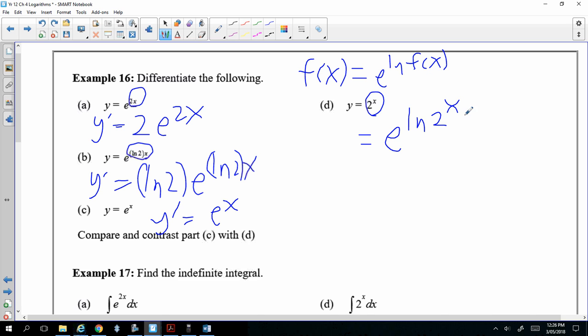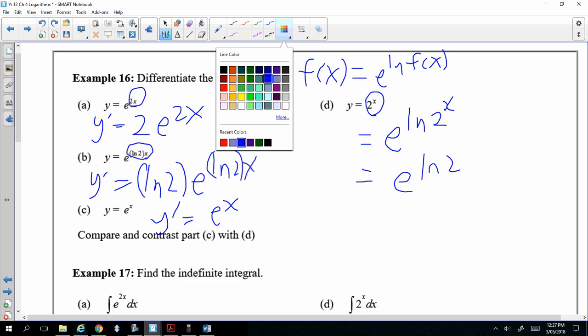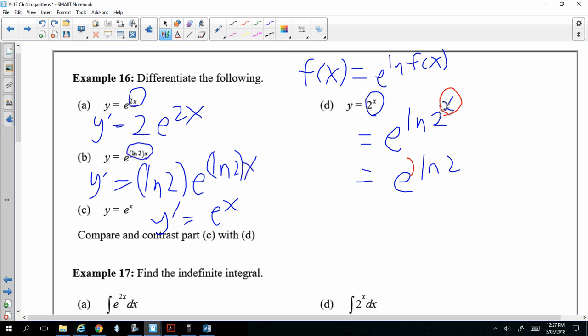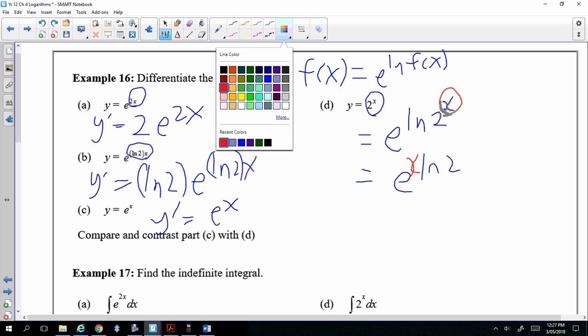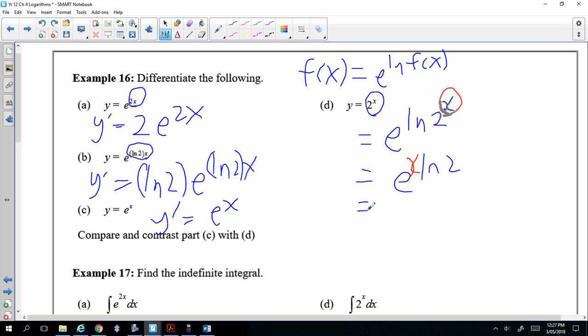Now, what do we do with the log law? We can bring that x down. Now remember, we haven't differentiated yet. We just moved the x down, right? So let's write e to the power of ln 2 written as a coefficient of x. This is still y.